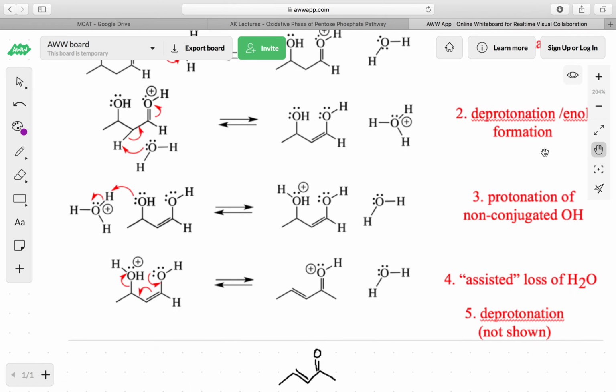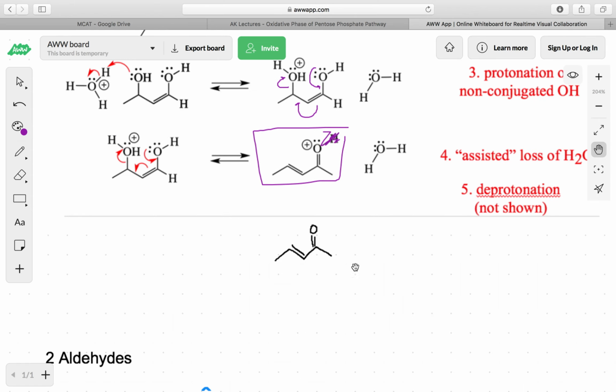So now they're going to perform a concerted mechanism where the lone pairs from this oxygen are going to come down, push off this double bond over here, and then kick off the oxonium. And what you're going to be left with is this product. And then in the last step, you're going to get rid of this proton because you don't need this here. So you form your aldol condensation product using acid catalysis. So this is what your final product should look like.